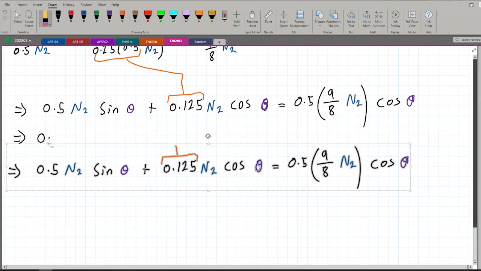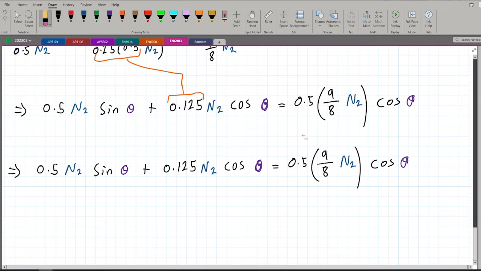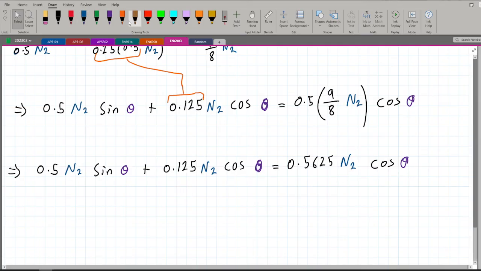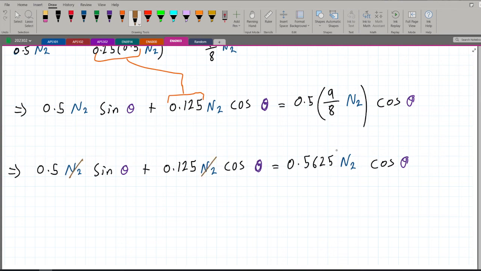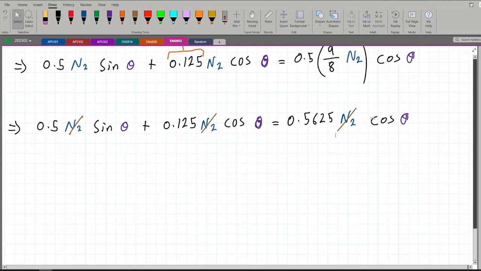All right, so first I'm going to take my N2s, and I can cancel them out directly, but first let us simplify this. 0.5 times 9 over 8 is 9 over 16. So this is going to be 9 over 16, or 0.5625 N2 cosine theta. All right, if you notice, we have N2 everywhere. We can just cancel the N2 completely from this equation, because we have N2 in all of the places. That is, if we take a common N2 on the left side and then divide the equation by N2 left and right, we will be canceling N2. So we can get rid of N2 everywhere.